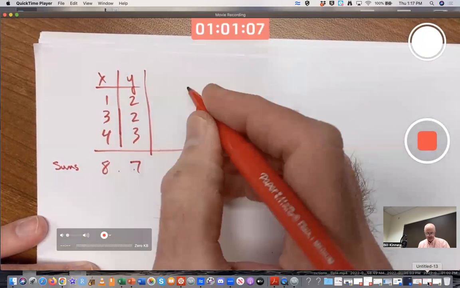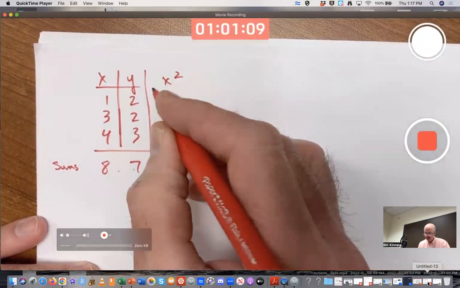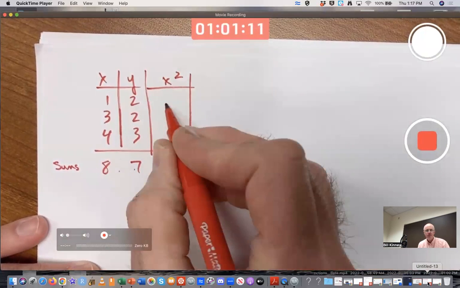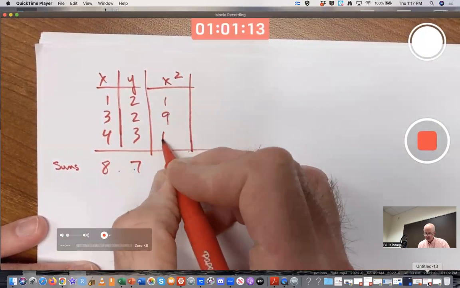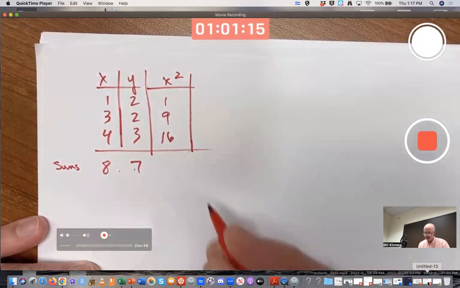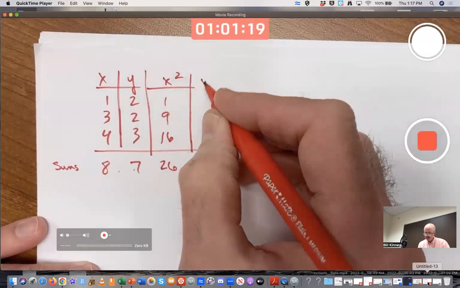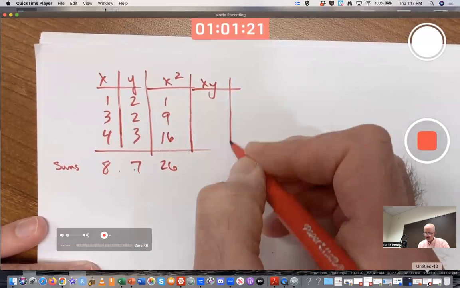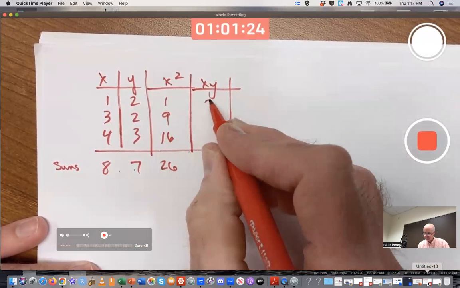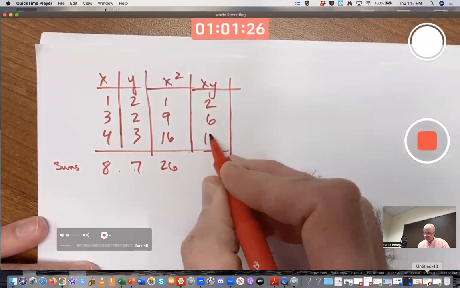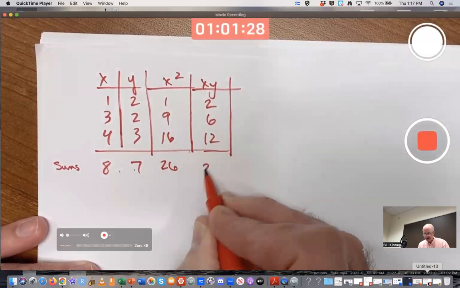In the formula, we also have to compute the X squared values and add those. So I square the X's and then I add them. I get 26. The formula also involved adding X times Y values. 1 times 2 is 2, 3 times 2 is 6, 4 times 3 is 12. Add those, get 20.